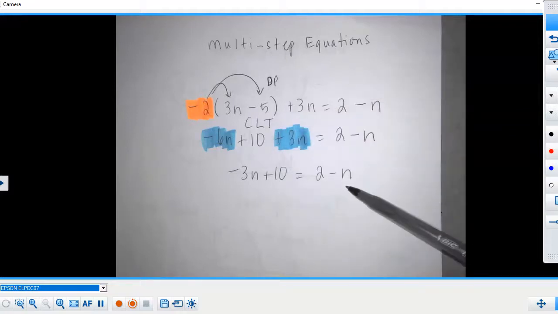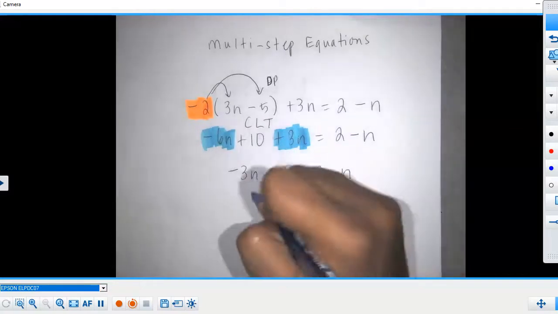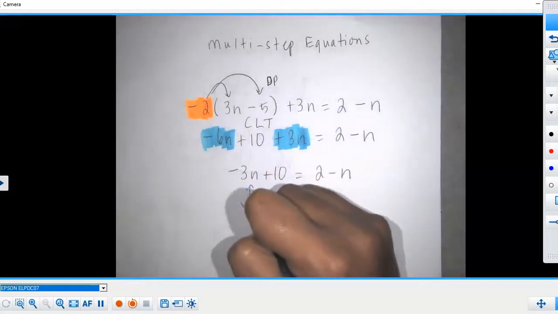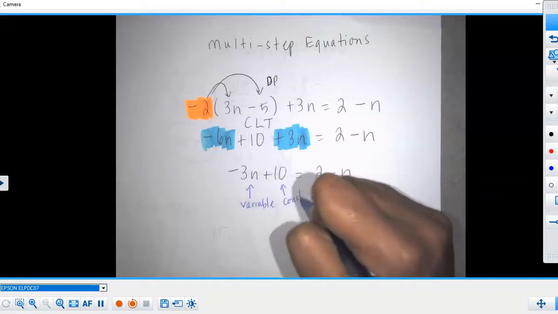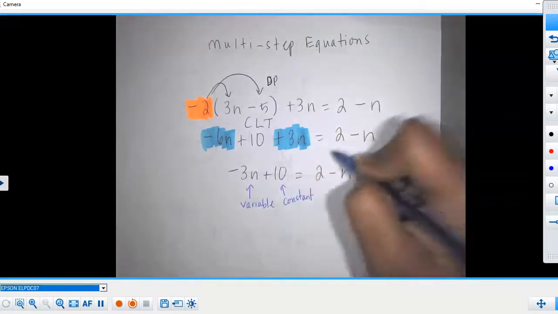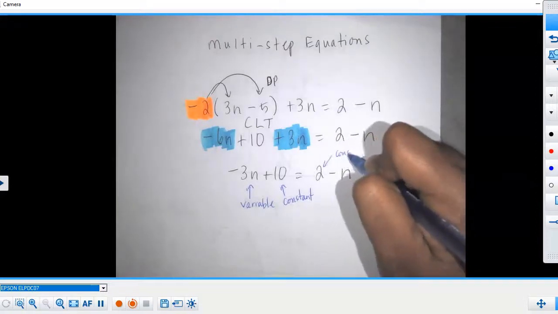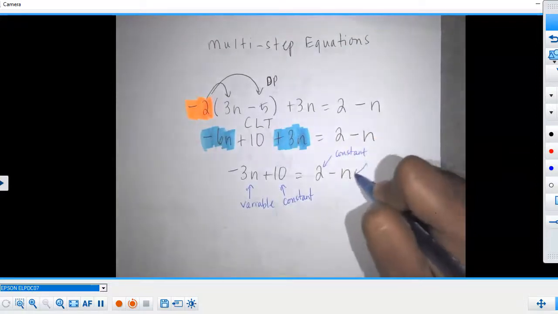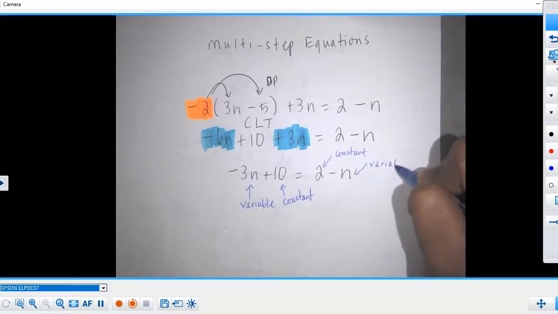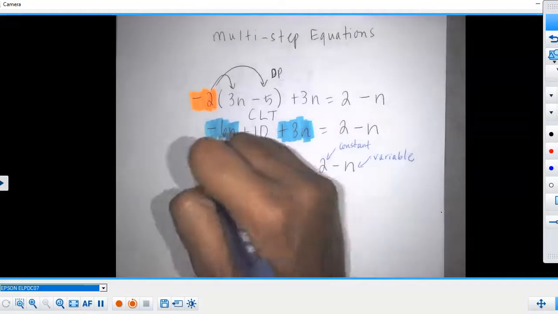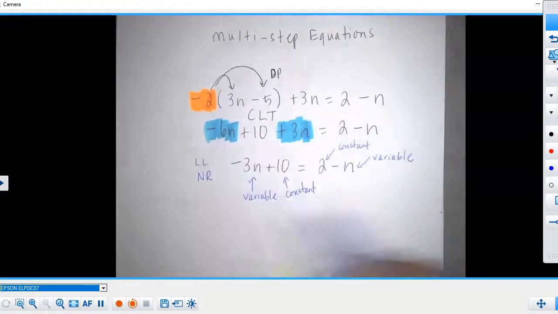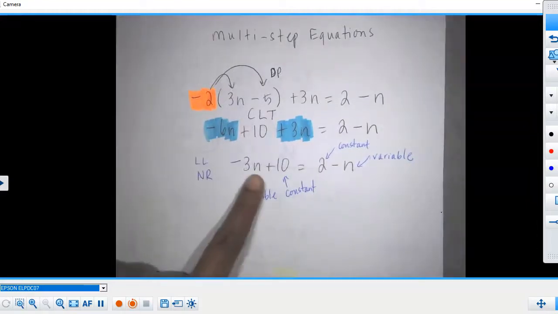When you get to this step, and I can't stress this enough, I'm going to change colors. If I have a variable with a constant, and then on the other side I have a constant and a variable, this is where I do letters left, numbers right. So that's where the LL in R comes into play, because you cannot do combine like terms.